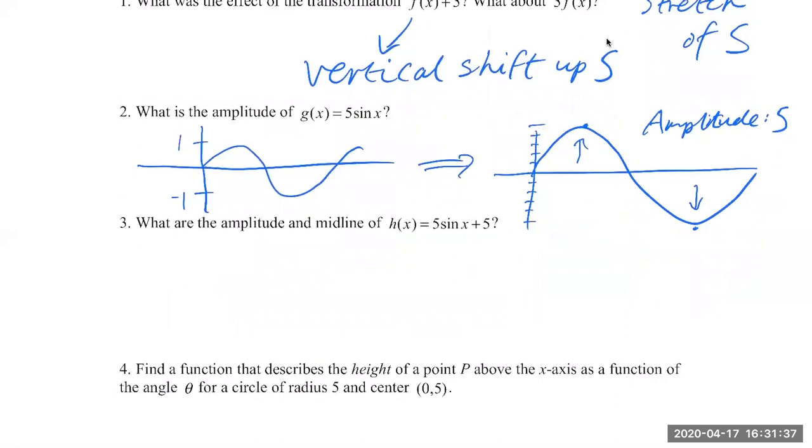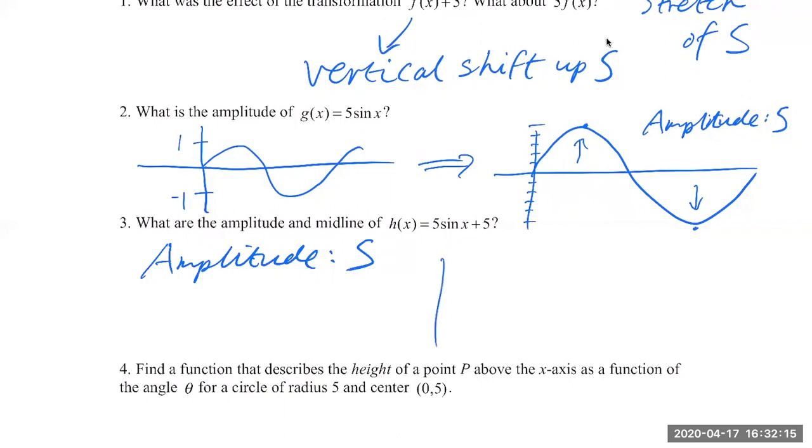Now, next, what are the amplitude and the midline of h of x equals 5 sine of x plus 5? Well, we just said that the 5 on the outside, right here, was a vertical stretch and that it meant that the amplitude became 5. So the amplitude, we already can say, amplitude is 5. But the midline, they're asking about the midline. Well, plus 5 means we have a vertical shift up 5. That means that the center of our original function got shifted up 5.